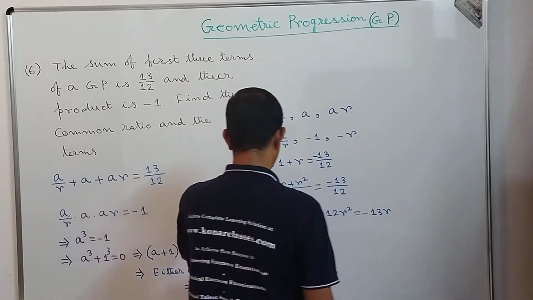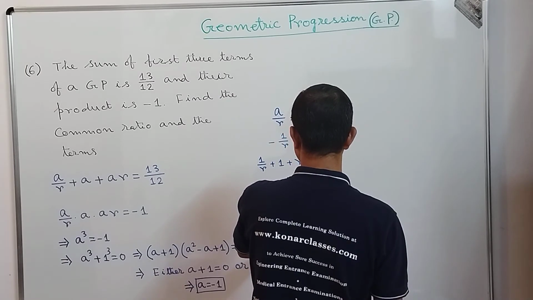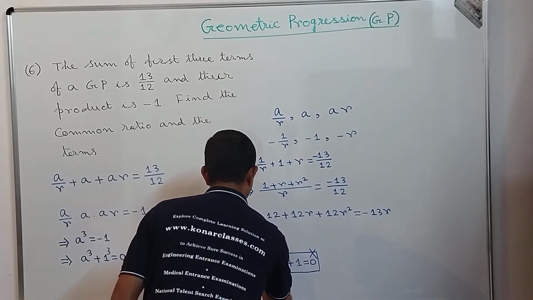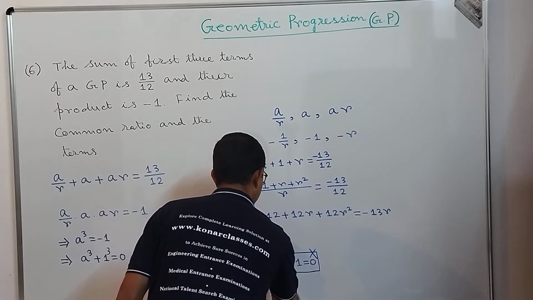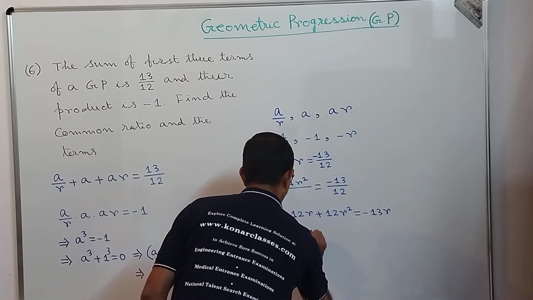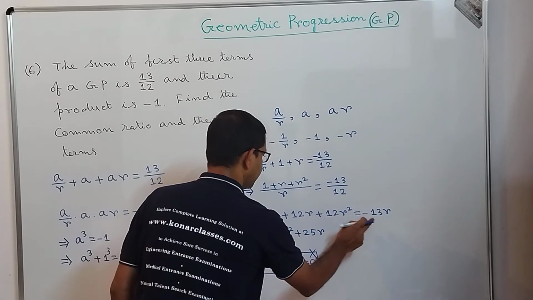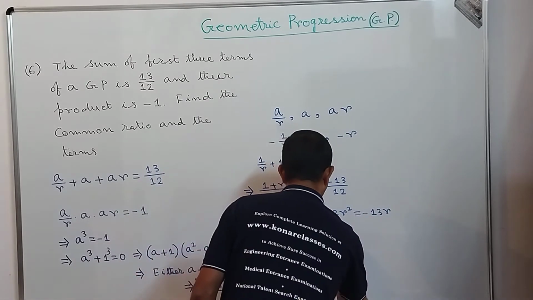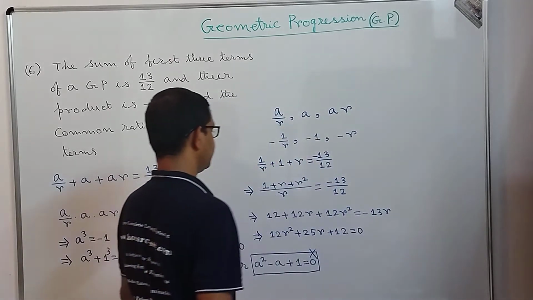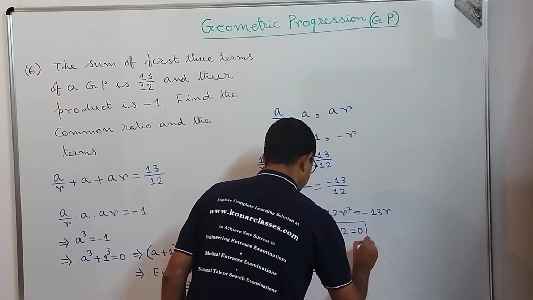Correct. So what we are going to get from here is that 13r. So from here we get that 12r square plus 25r, because minus 13r comes to the left hand side, 12r plus 13r is 25r, plus 12 is equal to 0. So this is a quadratic equation in r and we need to solve this one.